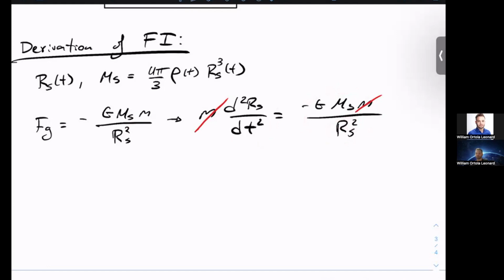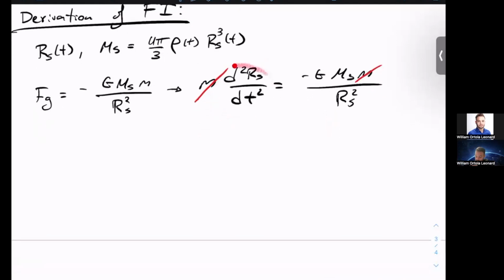And what we are going to do now to try to solve this, since this is a differential equation, is use a trick that we use in physics, which basically takes us from a second order differential equation to a first order differential equation. We're going to multiply both sides by the derivative of this radius with respect to time, and we're going to obtain the following.